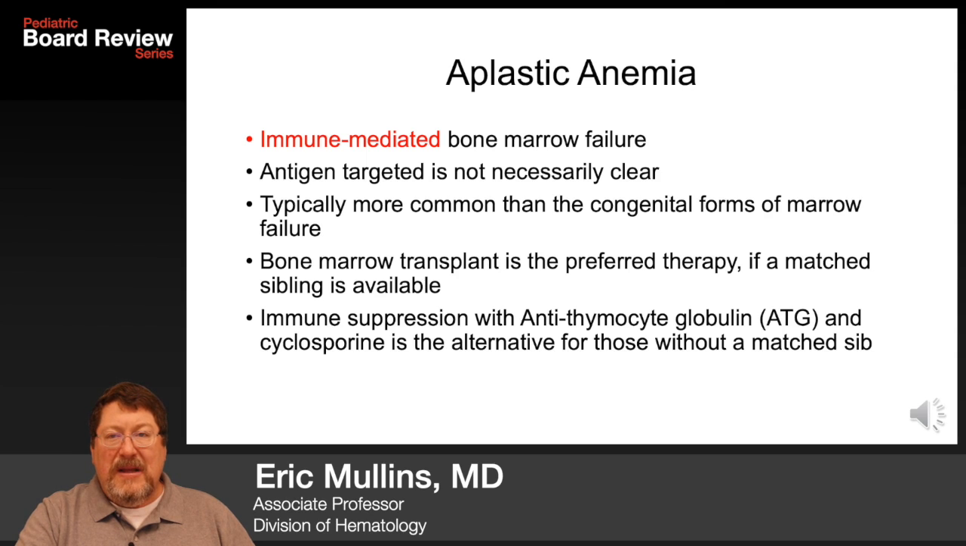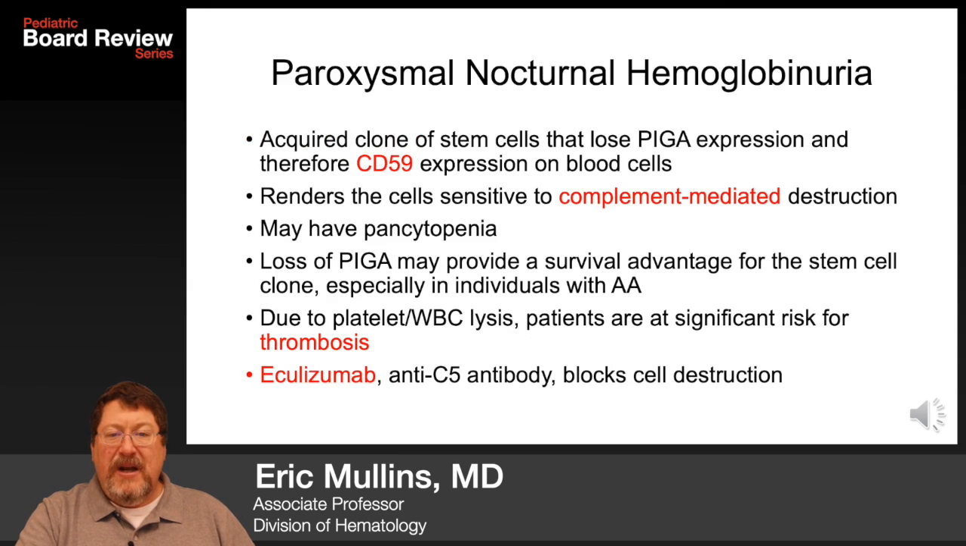But typically, like I said, this is the second choice or second preferred route. I'm going to mention paroxysmal nocturnal hemoglobinuria, or PNH. And these are essentially when you acquire a clone of stem cells that lose PIG-A expression or CD59 expression on the blood cells. And this is a cellular protein that renders the cell more sensitive to complement-mediated destruction.